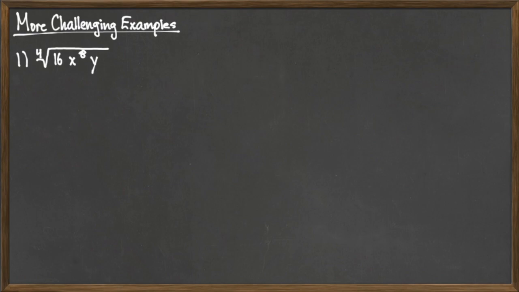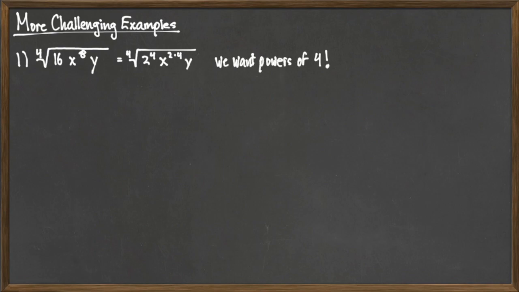Let's look at some more challenging examples. Consider the fourth root of 16 times x to the 8th times y. We know that 16 can be written as 2 to the 4th, and we also see an exponent of 8, which is a multiple of 4. So let me rewrite the expression inside as 2 to the 4th times x raised to the 2 times 4 times y. Again, that index of 4 is ultimately what we're chasing.